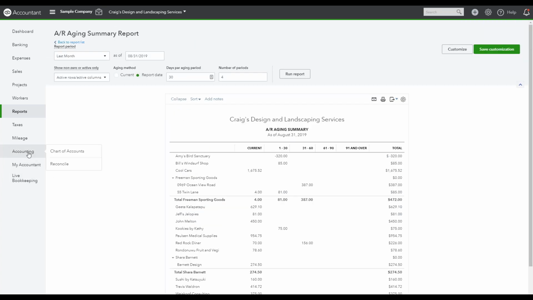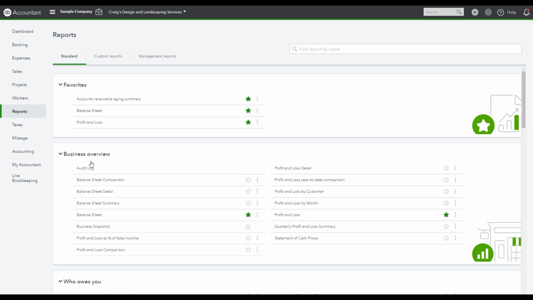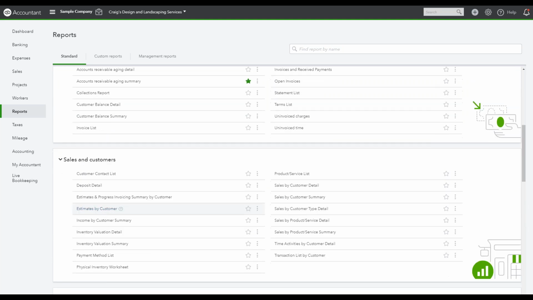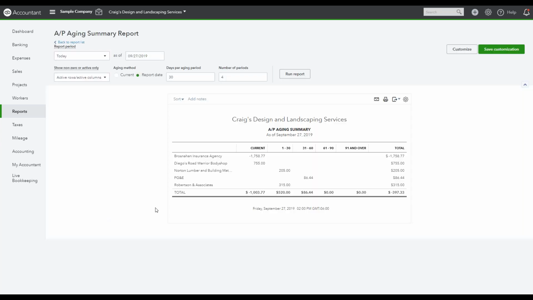The other reports, and you would find these in the same thing in QuickBooks Desktop, but the other important reports to look at are the accounts payable aging summary. So in this scenario, we're getting some that are getting older, but at this point in time, this is saying that we overpaid this insurance agency.